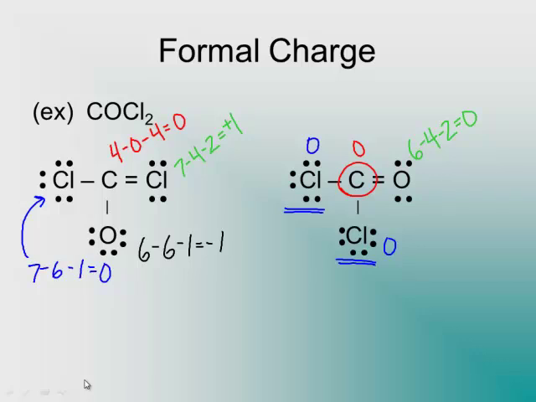All zeros in this Lewis structure. The structure that minimizes formal charges is the one on the right. That's the best Lewis structure for this compound. It's more favorable for the double bond to exist with the oxygen than with the chlorine.